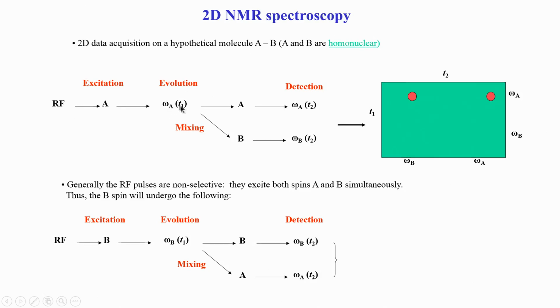Now, during this period when it is evolving or precessing, at the same time, simultaneously, transfer from A to B happens. How does that happen? As I said, that is through the mechanism of J coupling in this case. This is called mixing. You are actually basically transferring, but you have not excited B with a pulse. So, it is not mixing in that sense, it is essentially just transferring.